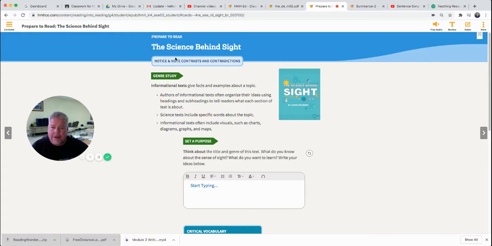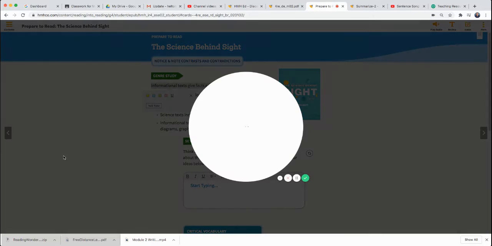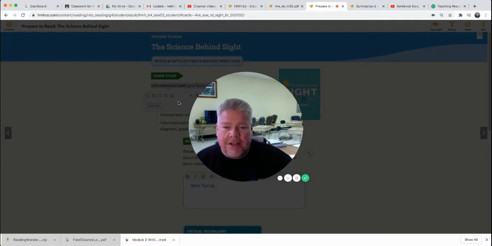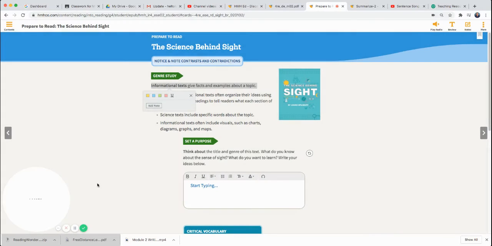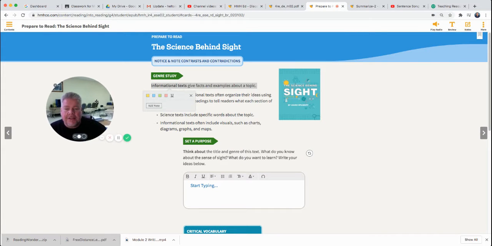And this story, I believe I mentioned it yesterday, is an informational text. An informational text gives facts and examples about a topic. So this is not like Kitoto the Mighty. Whoops. This is not like Kitoto the Mighty. Sorry, didn't mean to do that. This is different. It's not a fictional fable or folktale. This is like science, learning facts, or maybe social studies would be a type of informational text as well.